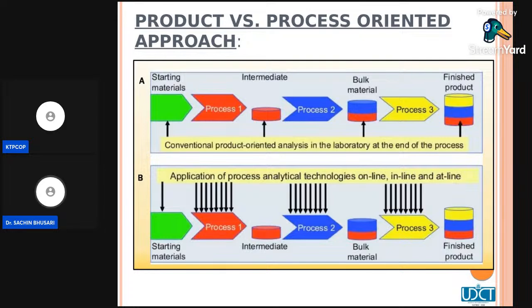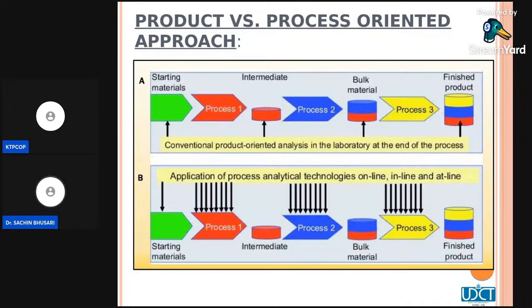But now, from 2000 onwards, we are into a process driven approach. What is that? Now we consider intermediate, bulk material, and finished product, yes, definitely. But before that, we are more focused towards process one, process two, process three, and we are now trying to monitor processes one, two, three. And PAT helps you there in process monitoring.